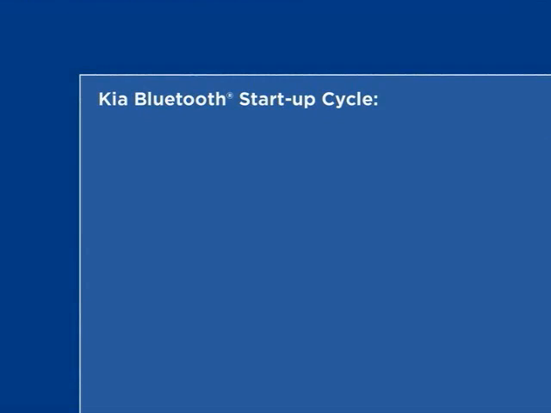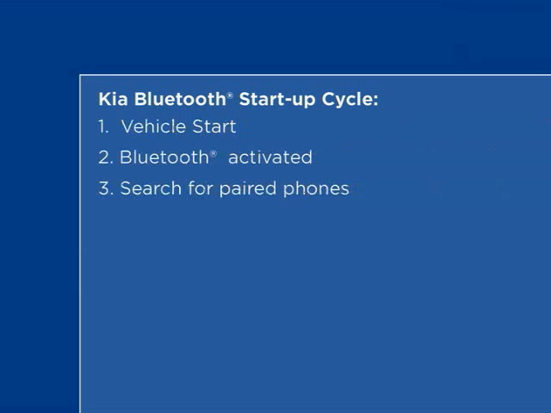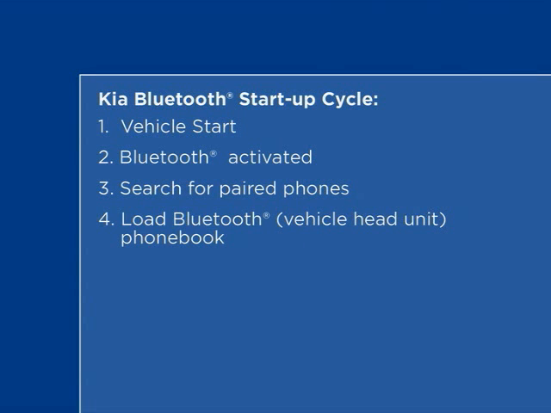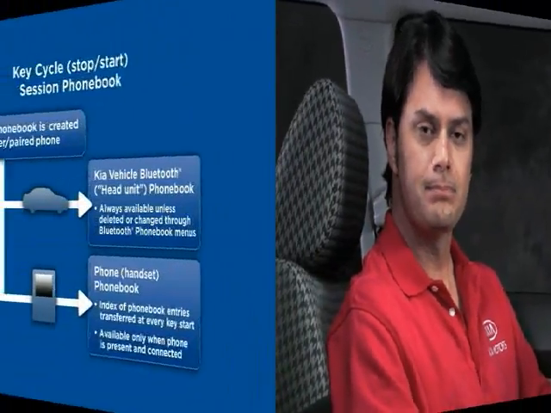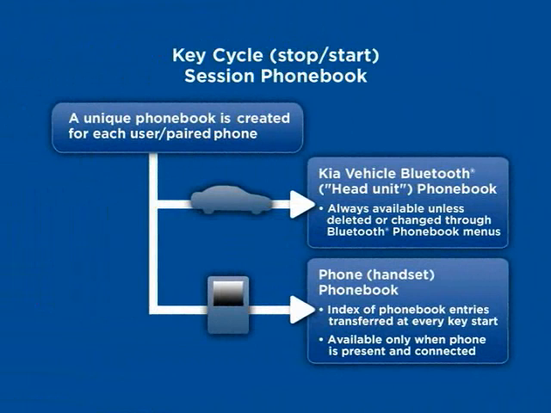When you turn on the ignition, the Kia Bluetooth system activates and looks for paired phones that are in the vehicle to connect to, starting with the priority phone. Next, the Kia Bluetooth system loads the Phonebook contacts you have already entered into the vehicle and simultaneously transfers an index of the contacts in your phone handset to the vehicle. Both are now available. Note that the timing and duration of this step will vary by the particular phone. Let's look at this process a little closer.